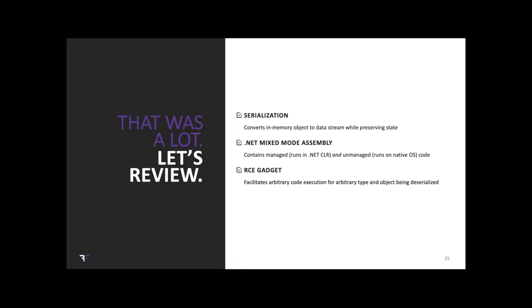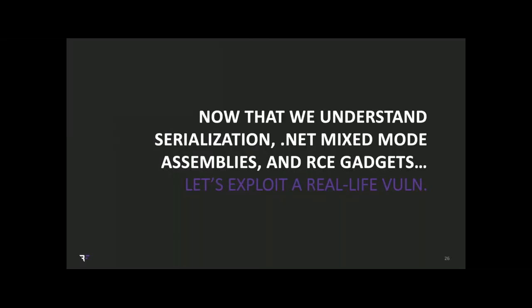Okay, that was a lot. We talked about deserialization. We defined what a .NET mixed mode assembly is, that it contains managed and unmanaged code. And we showed how we can craft a payload and load it into a target application via an RCE gadget that'll facilitate executing our arbitrary code as long as we control the type and the object that's being deserialized. And now equipped with the understanding of those terms and concepts that I introduced and the example exploit that I showed you, let's go exploit a real-life vulnerability in Telerik UI.